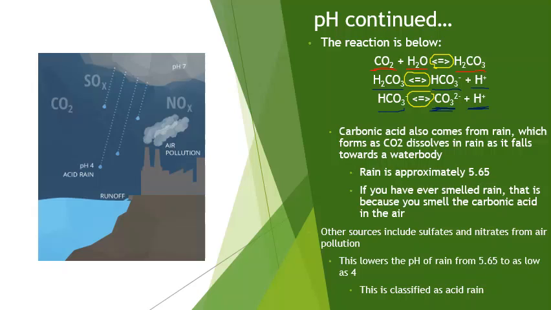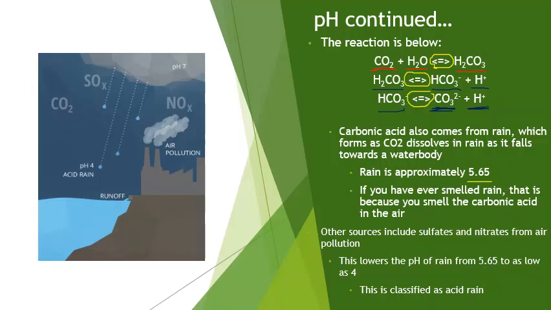So because rainwater is actually slightly acidic, the pH of that is 5.65 in general, and can fluctuate up and down. So if you've ever been outside and you've said or thought something like, I smell rain, that is because you are smelling rain, literally. You smell it coming if you don't smell it when it's falling. That's the carbonic acid that you are smelling.